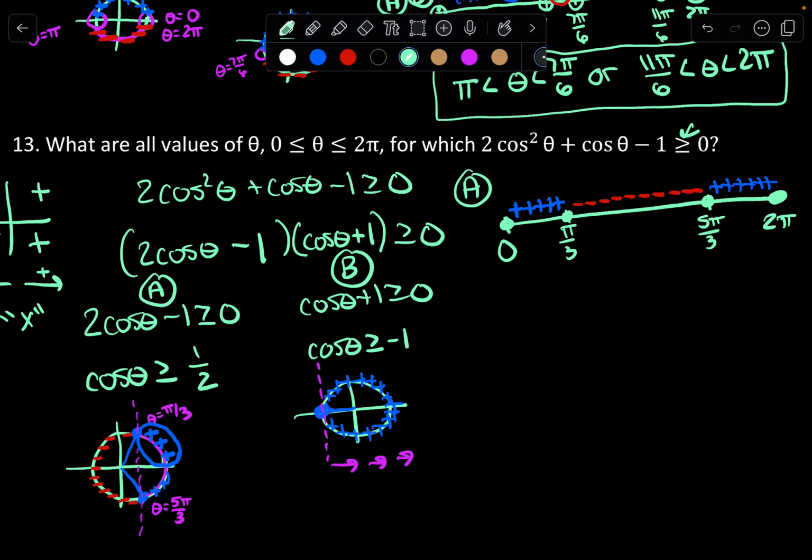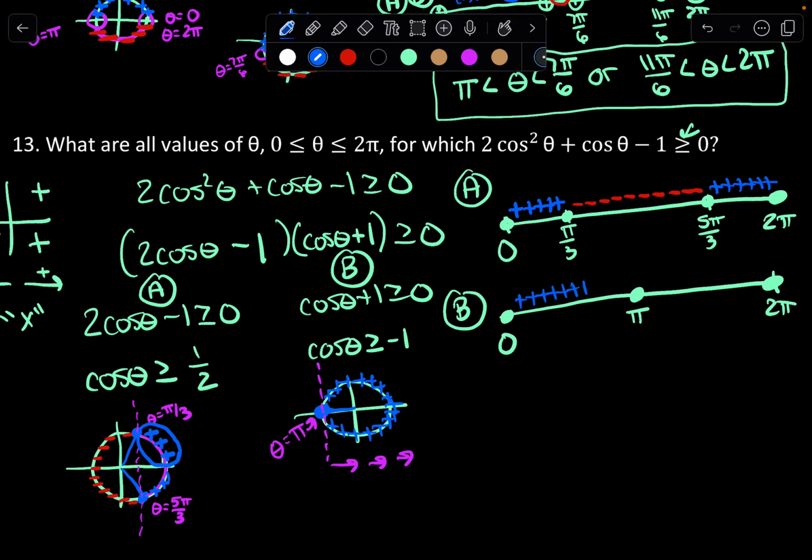And then B. So we'll have 0 and 2 pi. And yes, the entire unit circle is included, but we do have a key point here, which is, I didn't mark it, I should have. It's theta equals pi. So you want to include that on your number line as well. And all the way around, it looks like it will be plus because it satisfies the inequality.